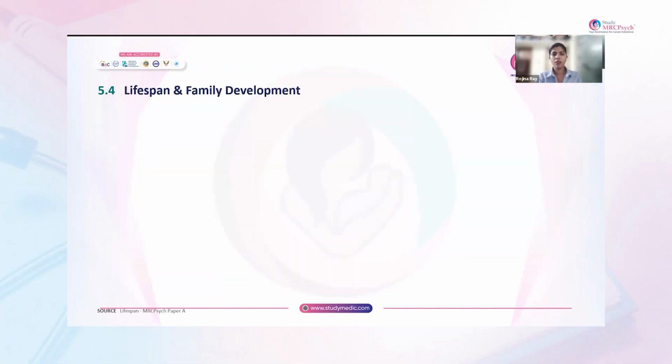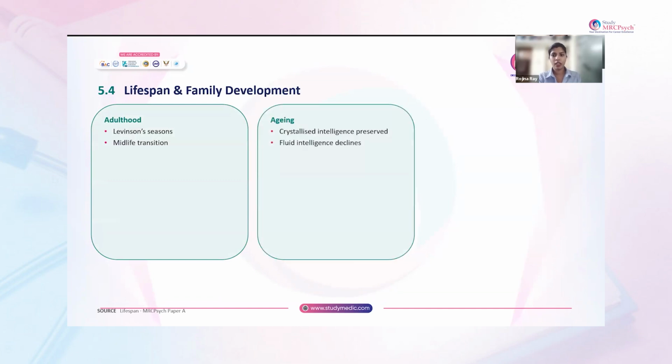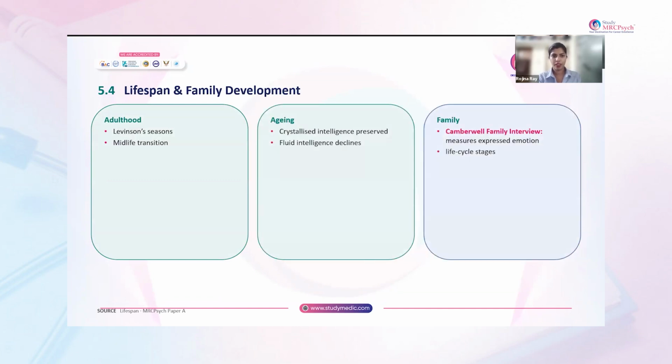Okay. Now this slide highlights the important concepts in development across adulthood, aging, and family functioning. So for adulthood, we will see Levinson's stages. He proposed that adulthood progresses through a series of seasons of life, and the key stage is midlife transition, occurring around 40 to 45 years, where the individual may reevaluate their goals, relationships, and achievements. So this is a normal developmental transition. This is not a crisis. We will again discuss the Levinson stages in the coming slide.